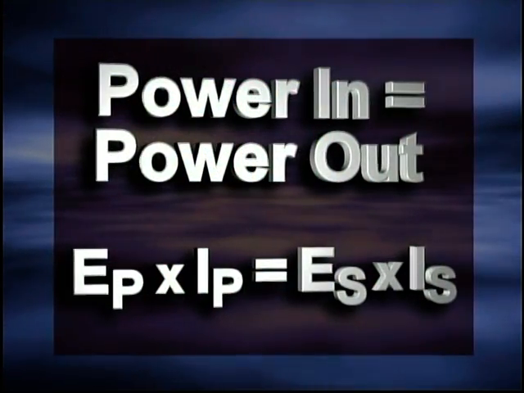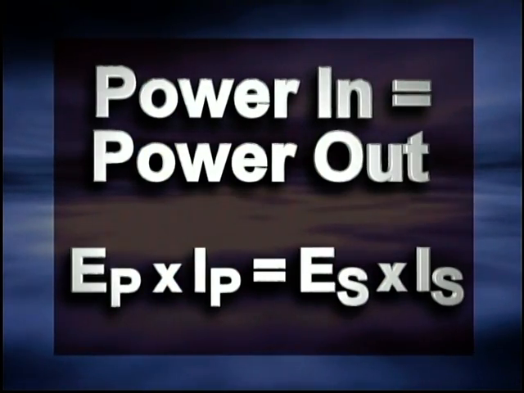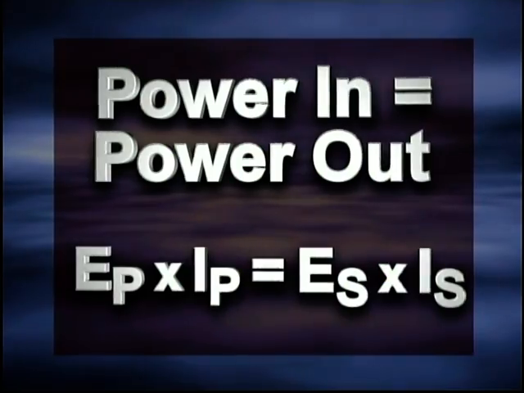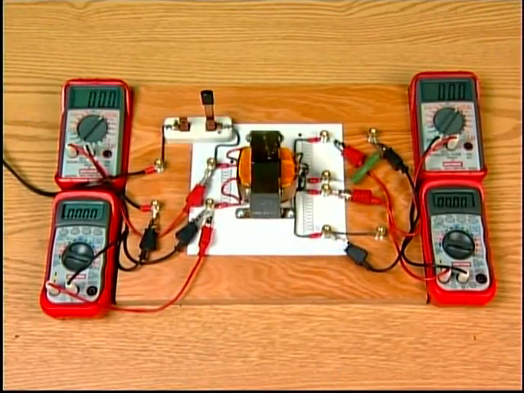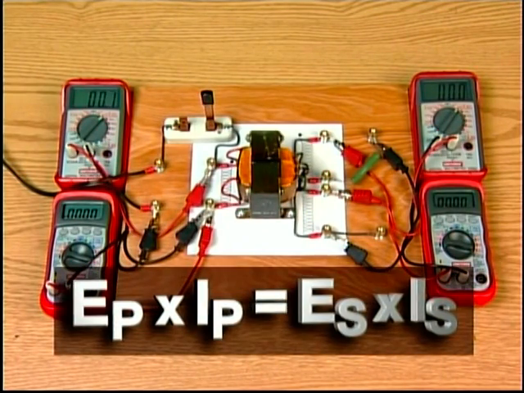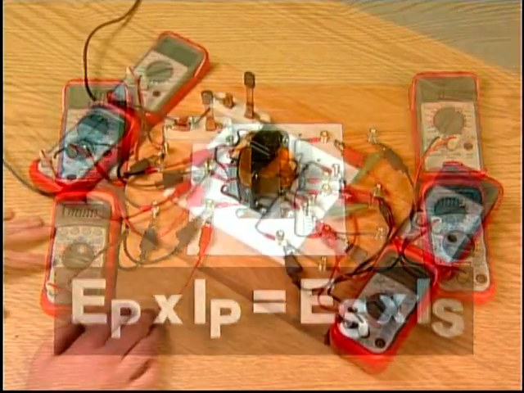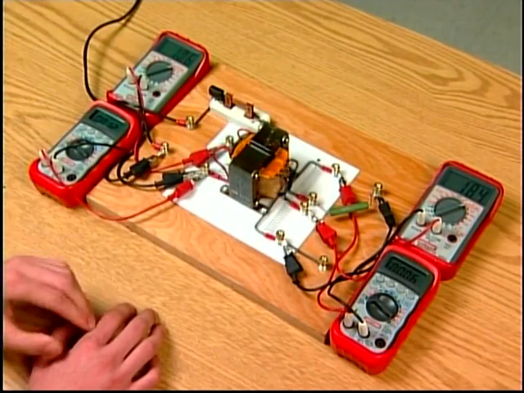Since power equals voltage times current, then E sub P times I sub P represents primary power, and E sub S times I sub S represents the secondary power. Transformers are not 100% efficient, but are close enough for practical purposes. Therefore, the power output approximately equals the power input. E sub P times I sub P equals E sub S times I sub S. A step-up transformer produces an increase in voltage and a decrease in current.